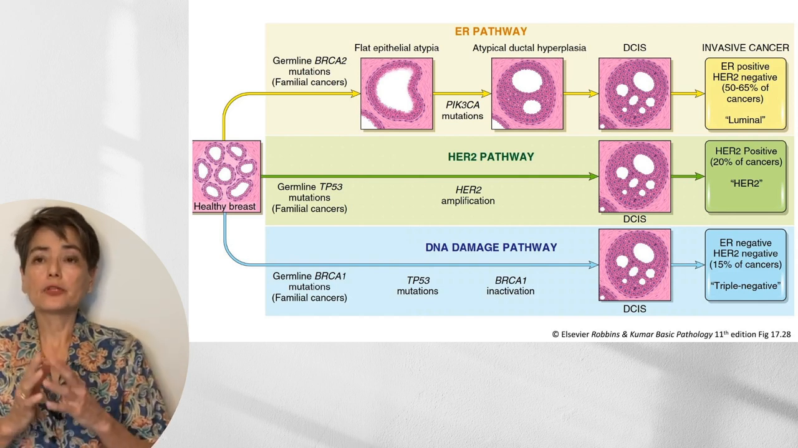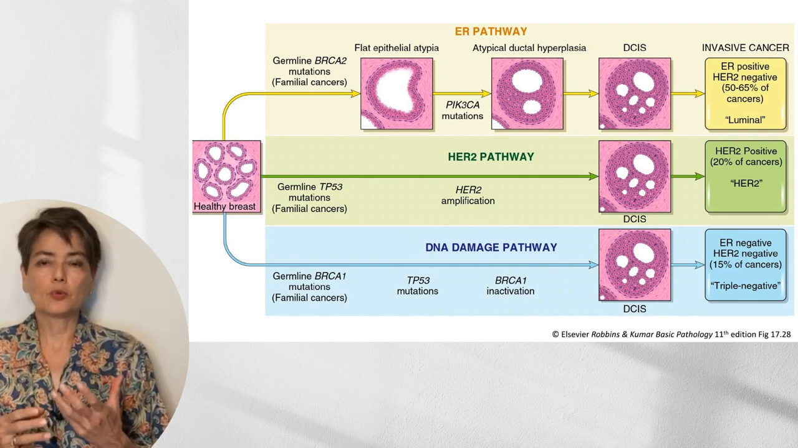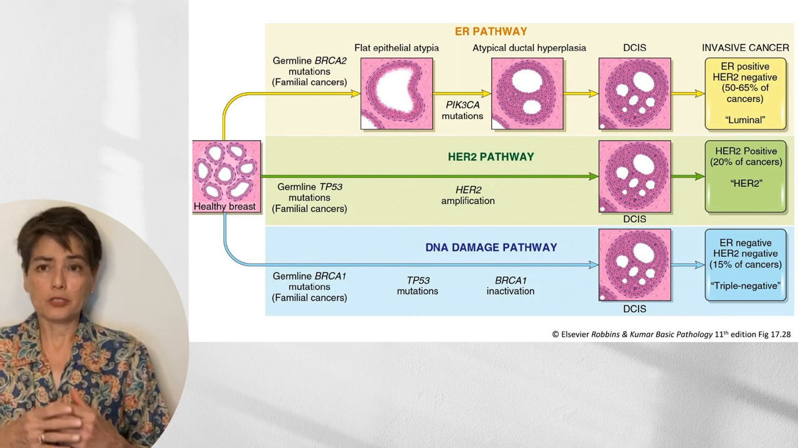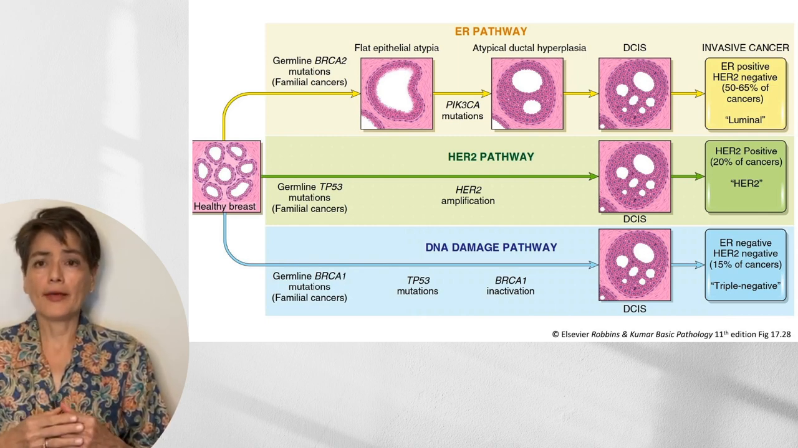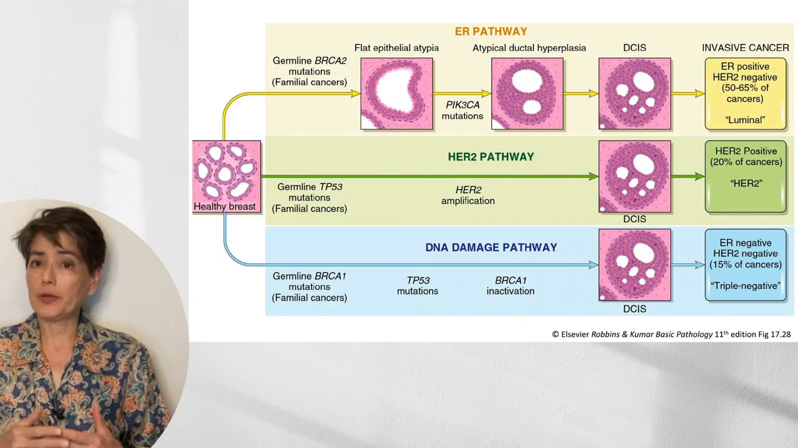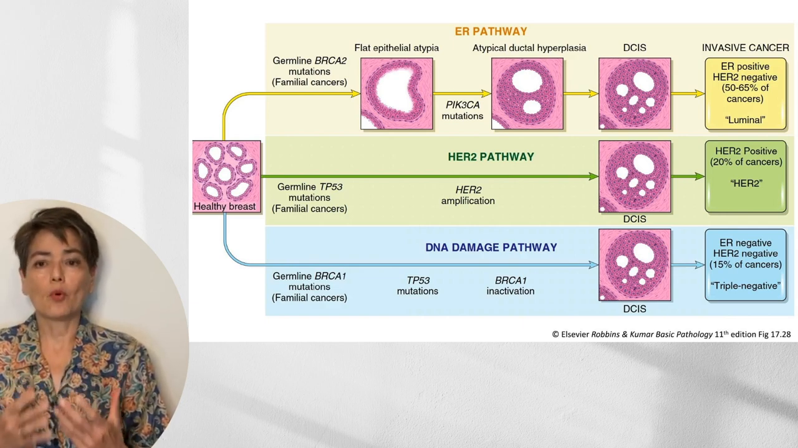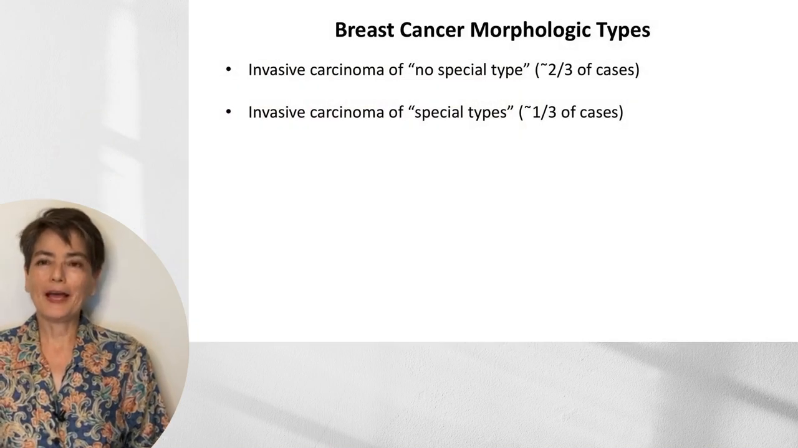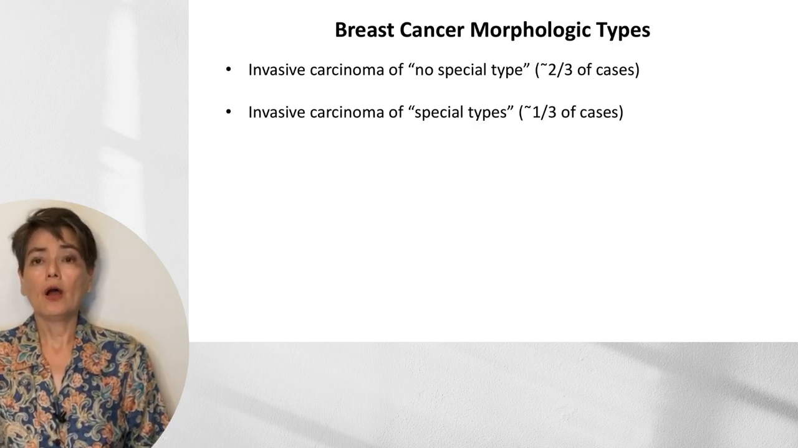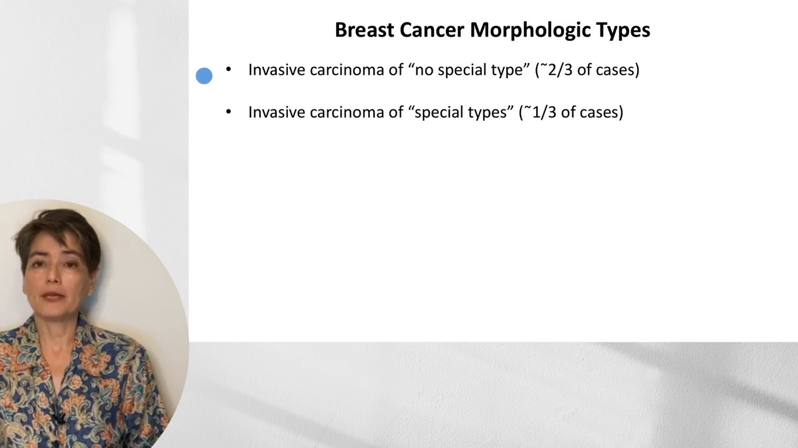So with that in mind, those are our biological categories, and that's what you'll be looking at in your pathology report to help you determine therapy. And we'll talk about that at the end of this video. But there's another way that we consider these tumors, and that is their morphologic appearance. And the way that we've characterized this is either invasive carcinoma of no special type, which is the most common type, about 2/3 of cases, and invasive carcinoma of special types, or about 1/3 of cases. And there are two big ones you really need to know. One is a no special type, and that's going to be invasive ductal carcinoma, and the other is a special type, and that is invasive lobular carcinoma.